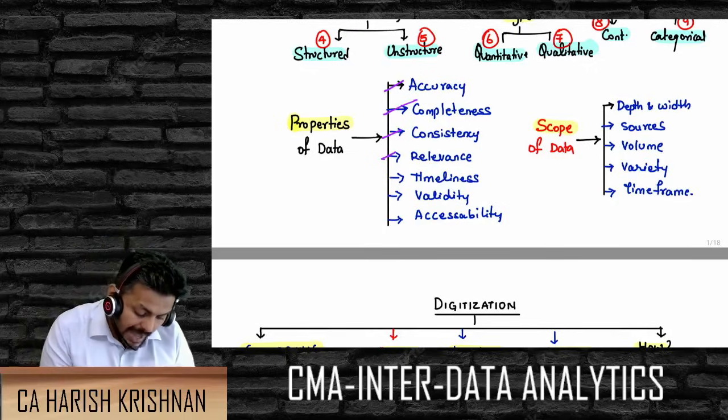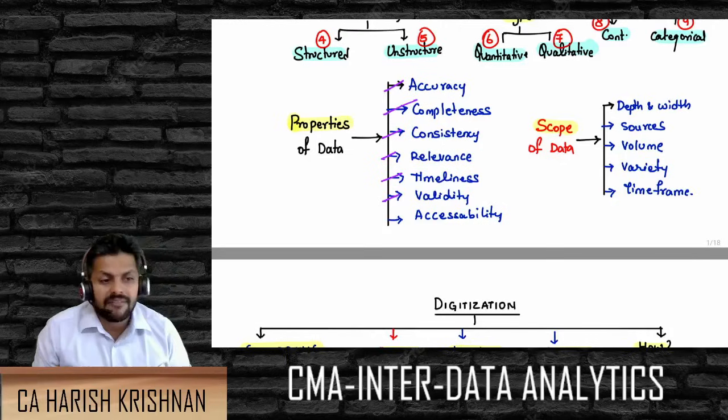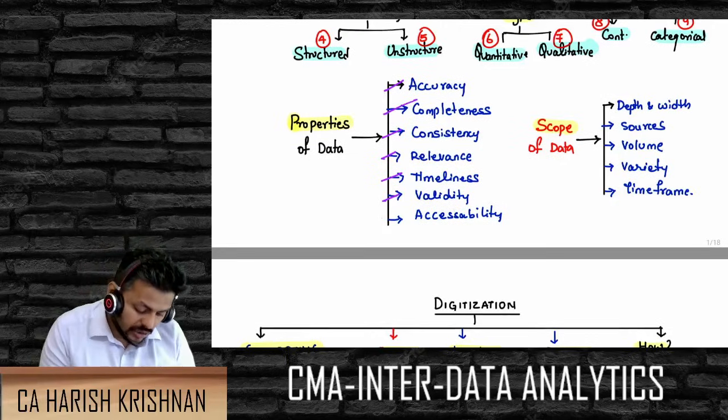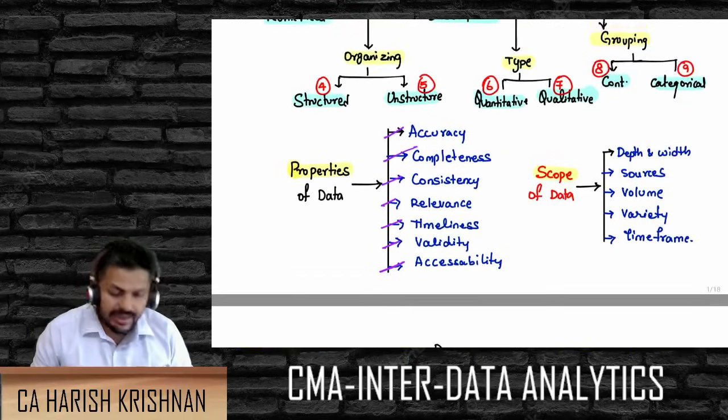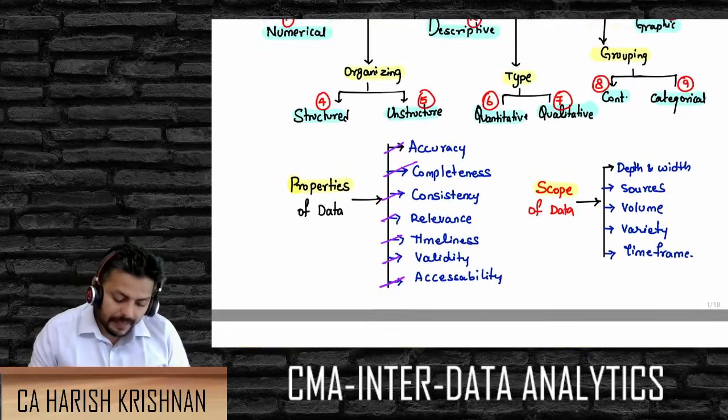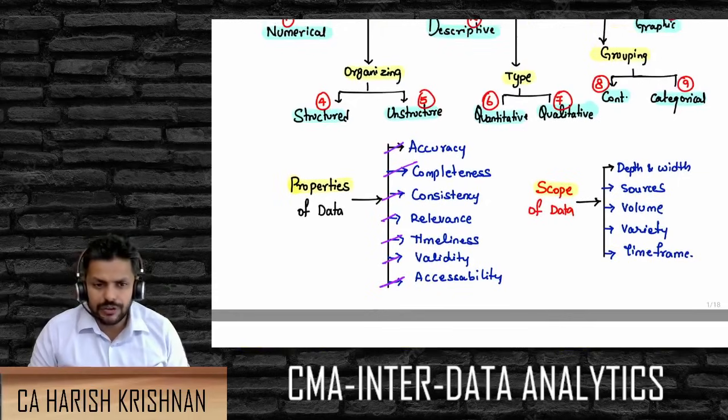And then we talk about validity: is the data valid or not? And then we are also talking about accessibility, which means data is there, but are you able to get a hold of it? Are you able to get access to it? Accessibility. Then the last point of discussion in data is called scope of data.